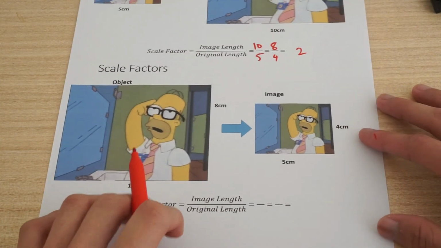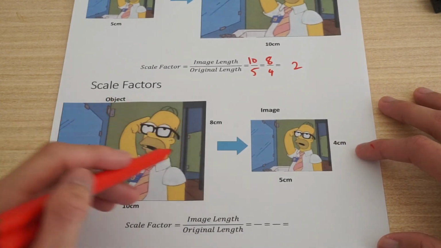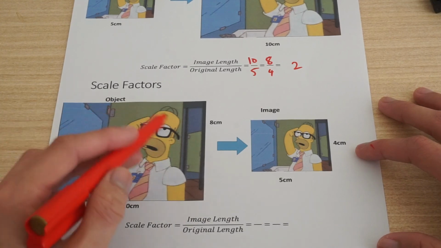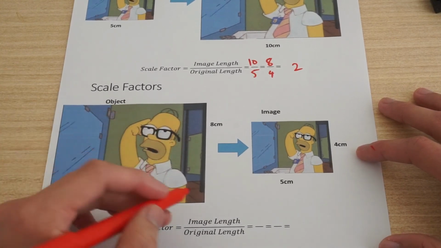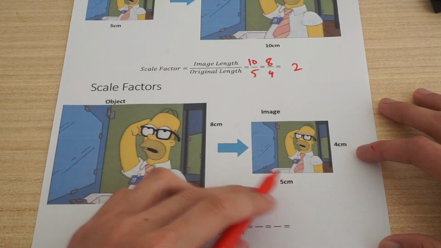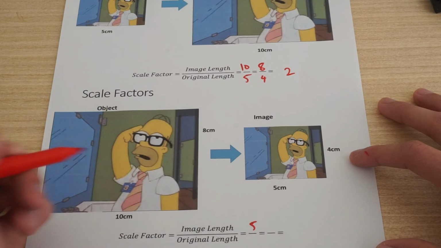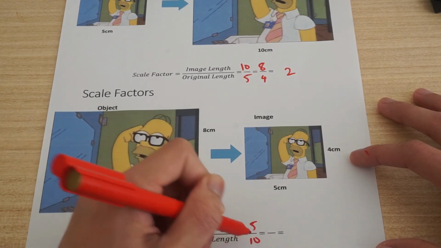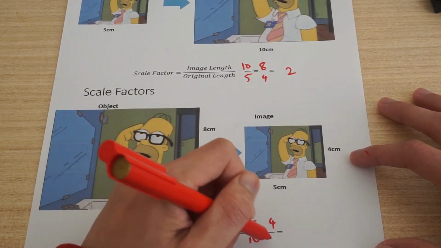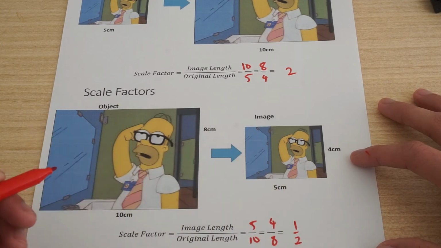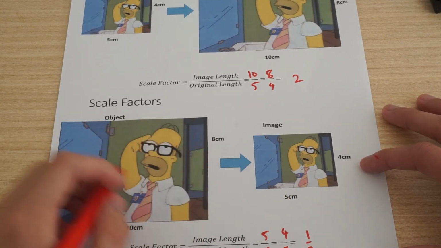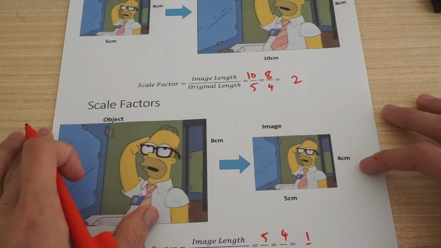Similarly, I can find if an object has been reduced, and I can do that by, again, comparing the matching sides. So in my image now, I've got 5 on the bottom, and my object was 10. And on the sides I've got 4 divided by 8, that equals half. So in this case my object has been reduced by a scale factor of half.